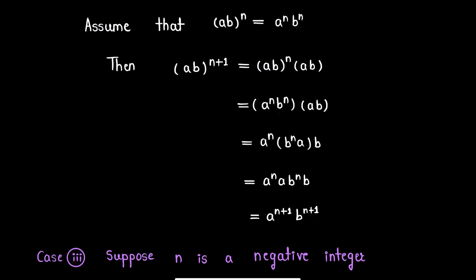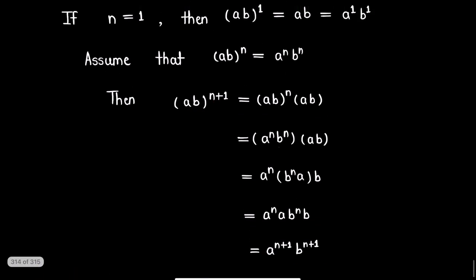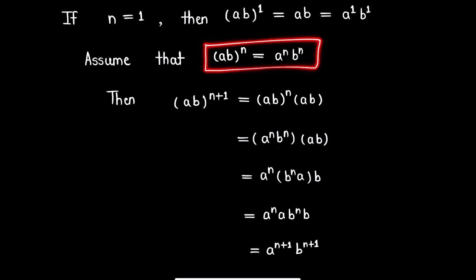So we have shown that when n is some positive integer, we have (ab)^n equals a^n b^n, and then for n plus 1 we will get (ab)^(n+1) equals a^(n+1) b^(n+1). So by induction, for all positive integers n, this result is true.